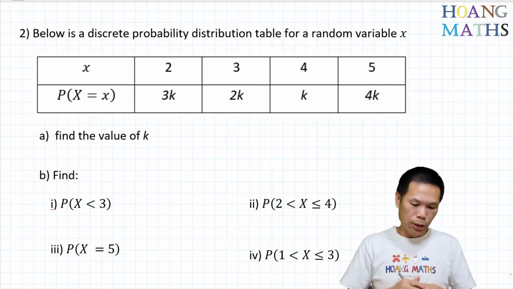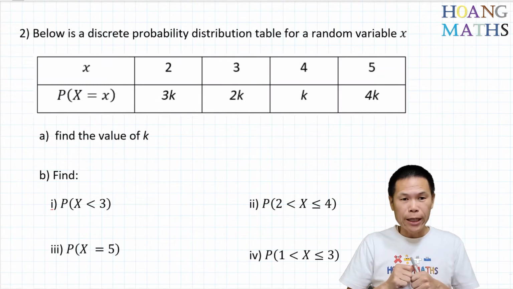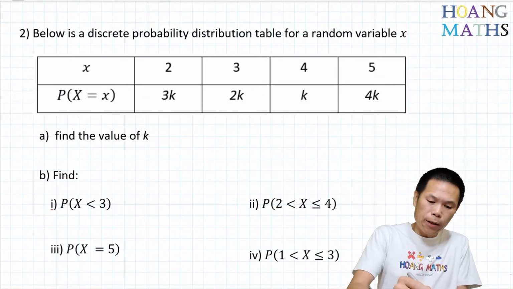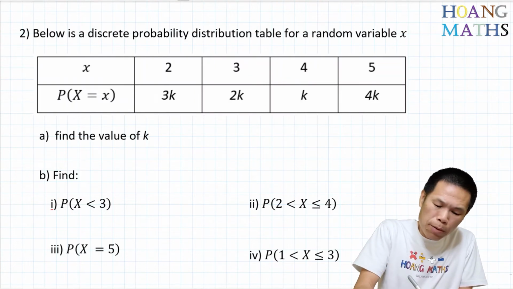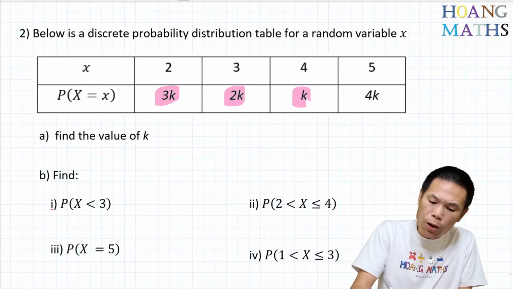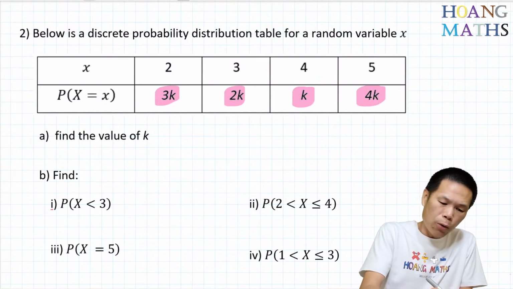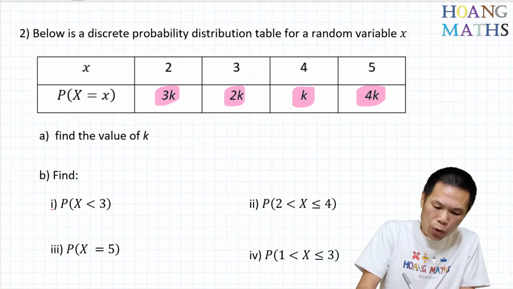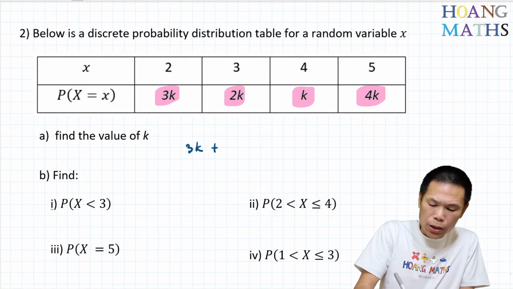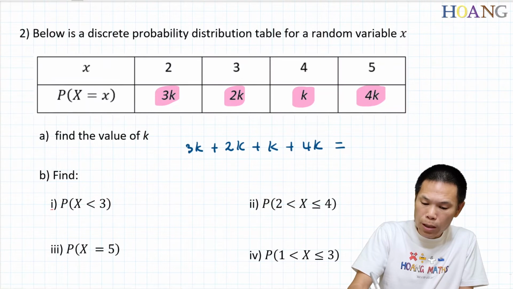So let's get into it. Part A. We need to find the value of k. And we know that here is a probability function. So therefore, the probabilities, all of them added up, must give me 1. Okay, keep that in mind for me. So now we just add them up. They will give me 1. So we go 3k, we add 2k, we add k, and we add 4k. So that will give me 1.